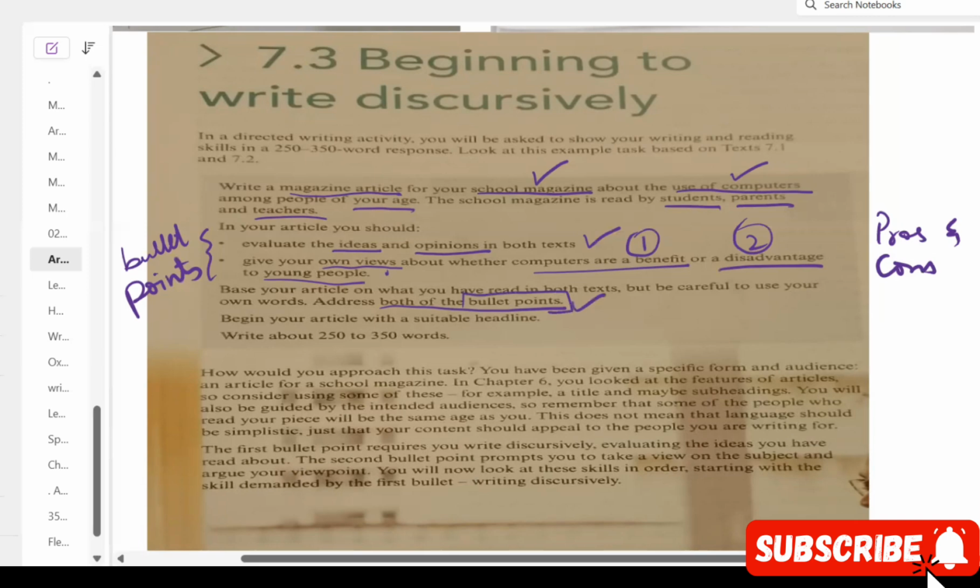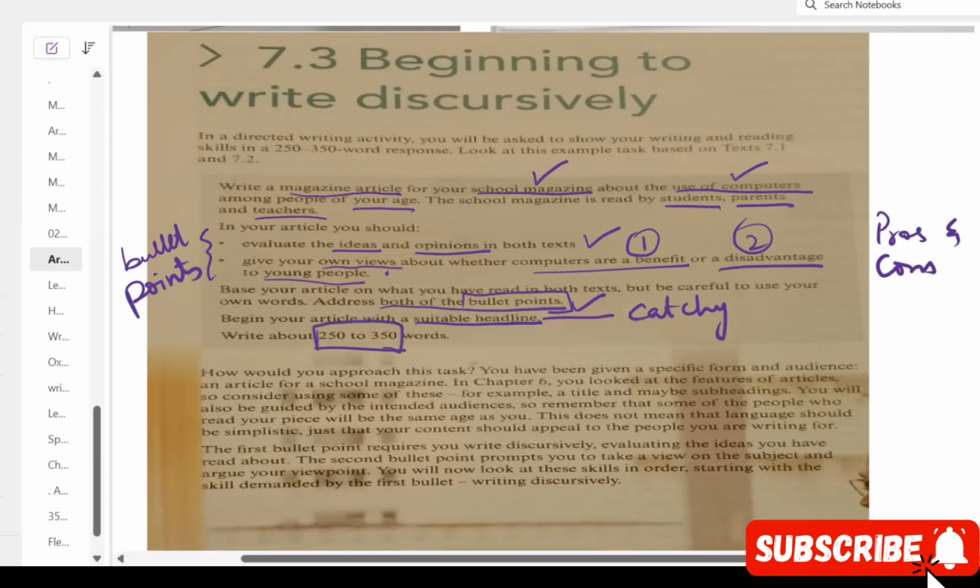Begin your article with a suitable headline. Now, headline should be quite catchy, that the only headline should explain the whole entire game of your article writing. And we got to know the word limit should be 250 to 350 words in between this word limit, bracket.